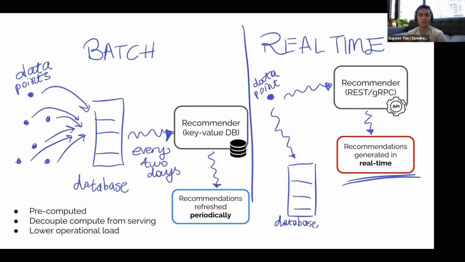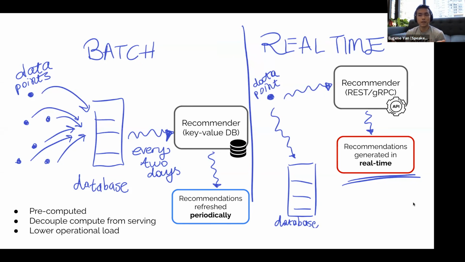So if you just put everything in the key value store, this reduces ops burden on the team, such as on-call alarms, because you can rely on a very good key value store. And it's much simpler because you decouple the computation of recommendations from the serving. So what this means is that every 1 or 2 days or every week, you kick off maybe a large Spark job that computes all your recommendations for everyone and every item.